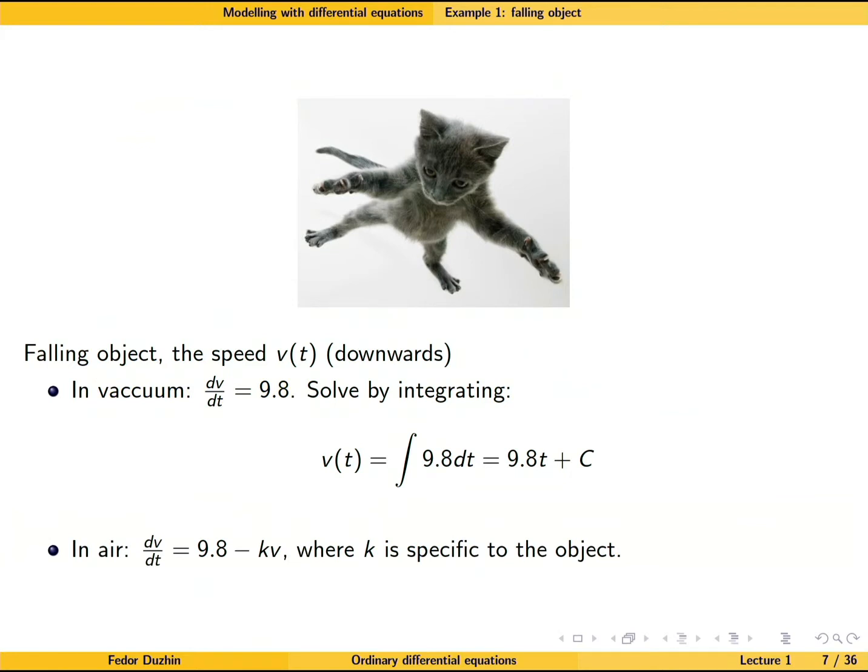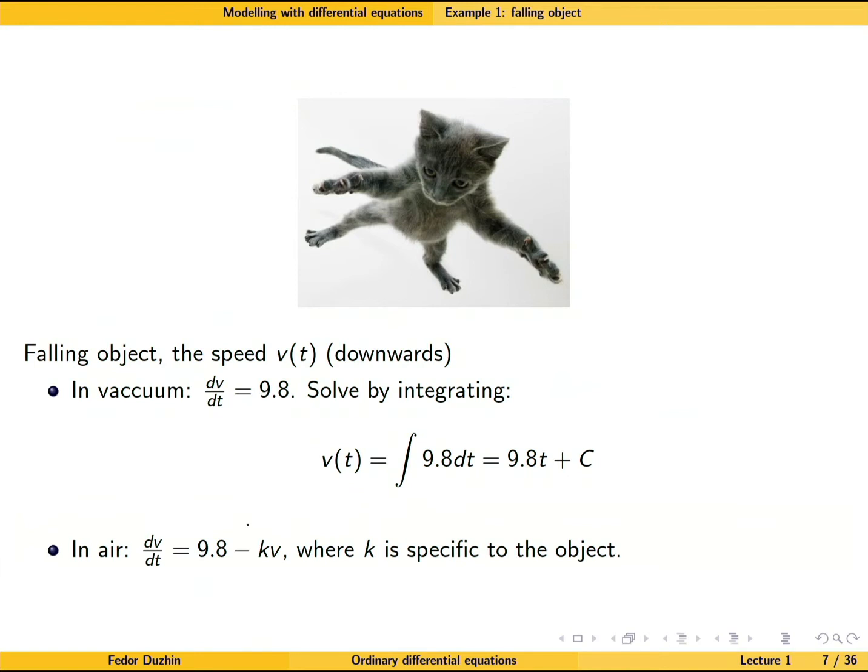But suppose that our object falls in air, like this cat on the screen. Well, then, of course, we should somehow account for air resistance. So how can we do it? What we can do is this: the higher the speed is, the more air resistance, right?